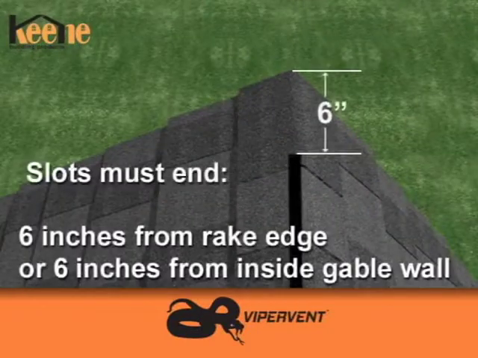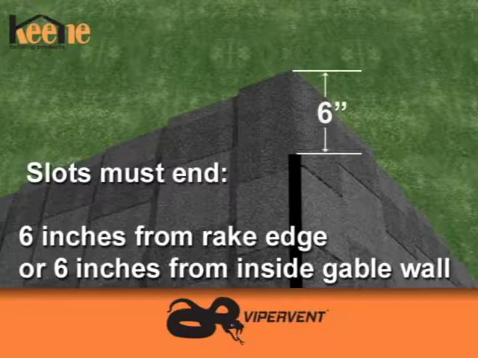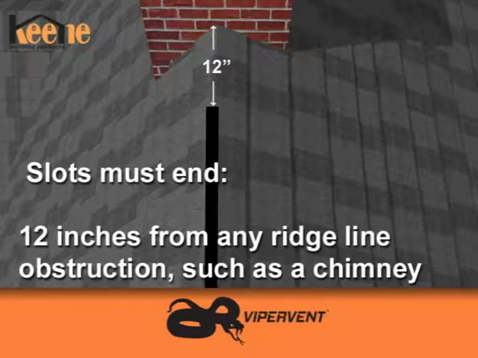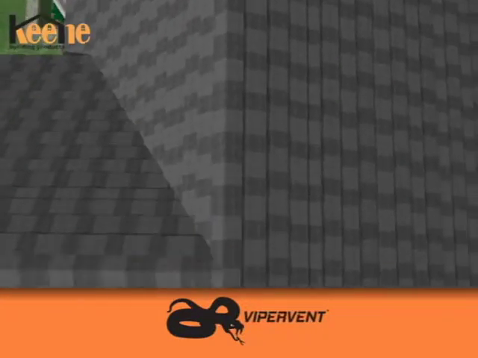Slots must end 6 inches from rake edge or 6 inches from inside gable wall, 12 inches from any ridge line obstruction, such as a chimney, and 12 inches from any intersection on a T or L roof.